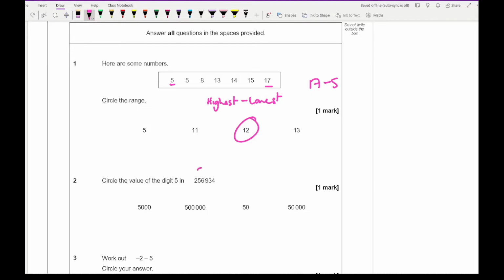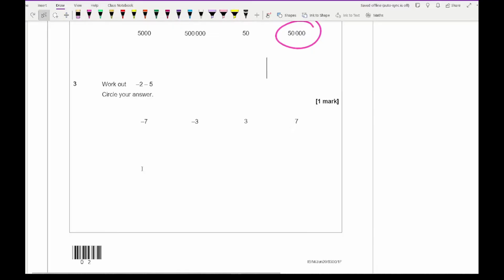So again, if I just change all the other numbers to a 0, that then represents 50,000, and so that's our fourth option. Then question 3 says work out -2 minus 5, and that's going to be -7.